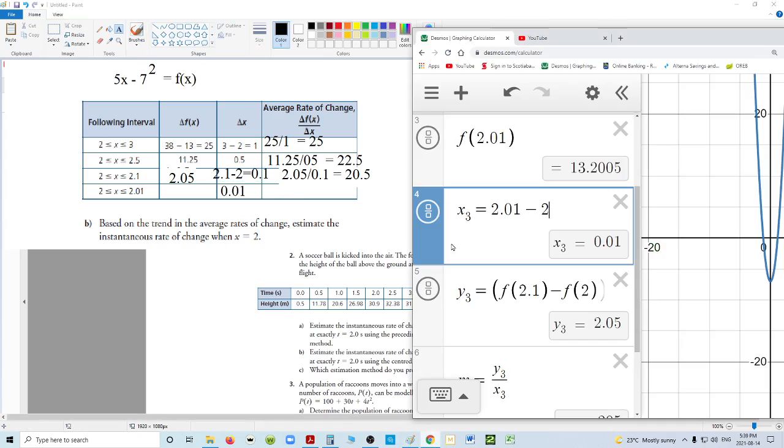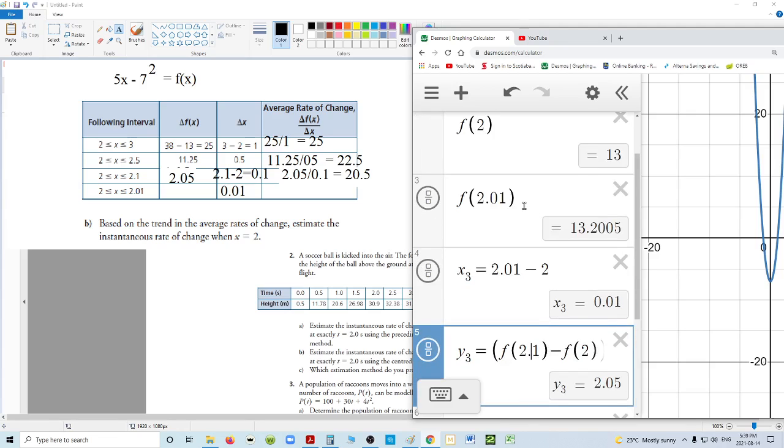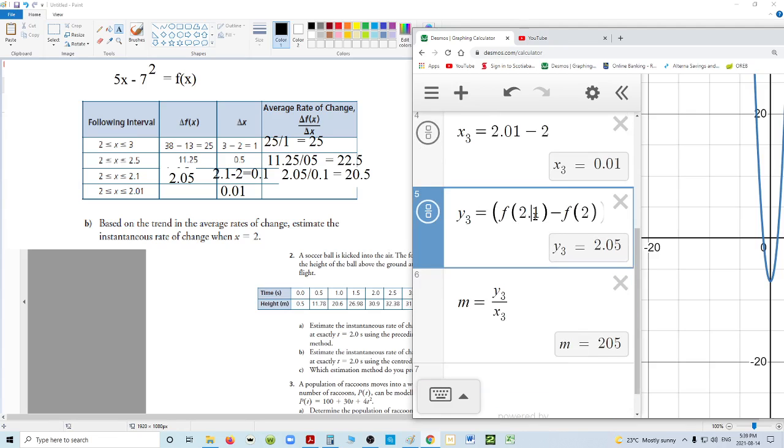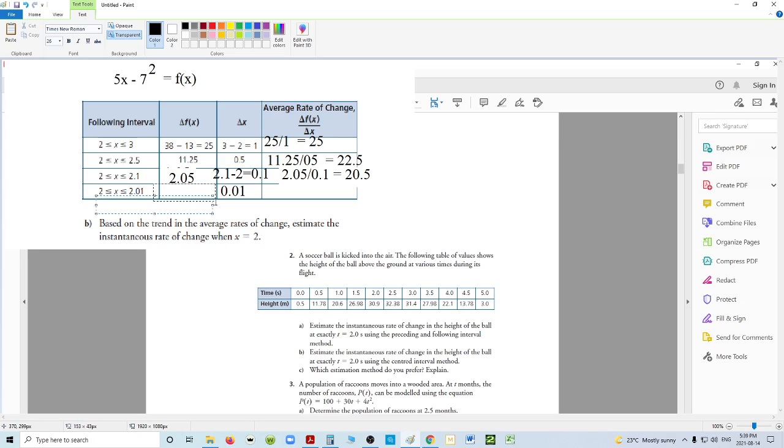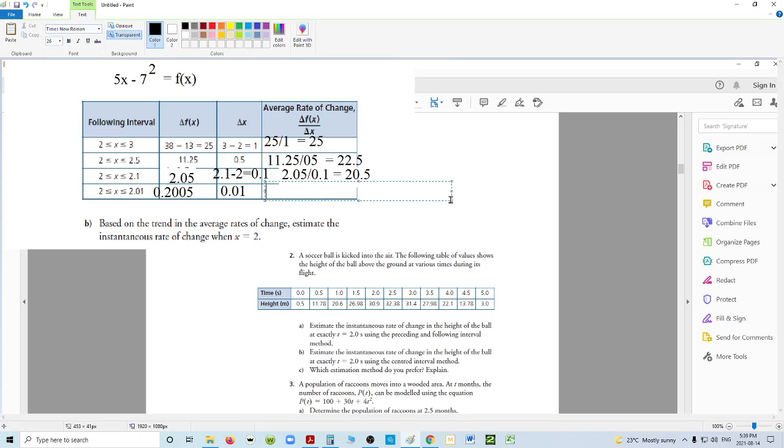And our delta y is going to be f of 2.01 minus f of 2, which is 0.205. So that means our delta y is 0.205. Notice it's more accurate and 1 decimal less than the previous delta y, which means 0.205 divided by 0.01 is the same as 20.05.